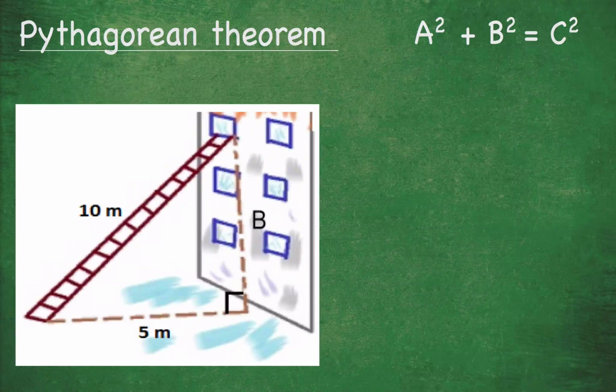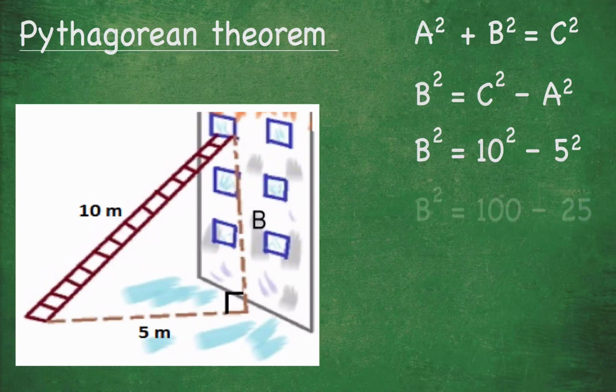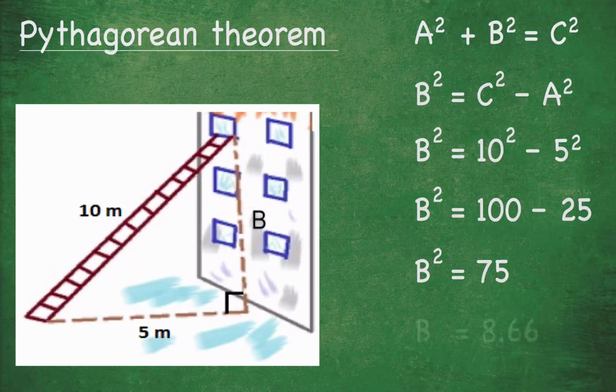In this problem, you know the length of a and c, and need to find the length of b. To do this, we just have to rearrange the equation. We need to subtract a squared from both sides. Doing so moves the a squared to the other side, so we are left with c squared minus a squared equals b squared. Now we input the numbers and solve. 10 squared is 100 and 5 squared is 25. 100 minus 25 equals 75. Now we need to find the square root of 75. The height of the window from the ground is 8.66.